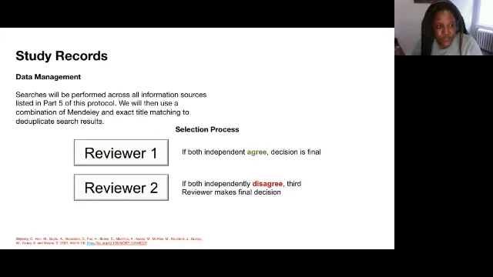This is where we start to use sysrev, and we're also using some other platforms to accumulate all of the searches from the individual databases and deduplicate. We're using sysrev for the selection process, with two independent reviewers. If they both agree, then that decision stands. If they disagree, a third person makes the final decision as the tiebreaker.